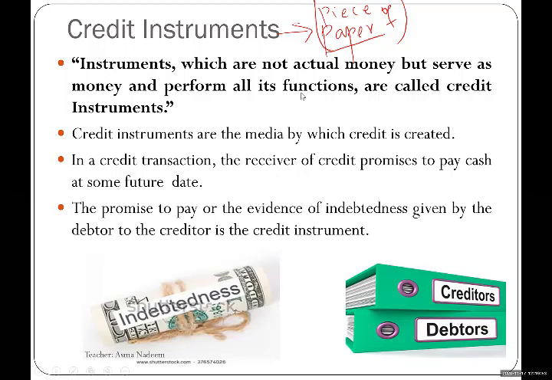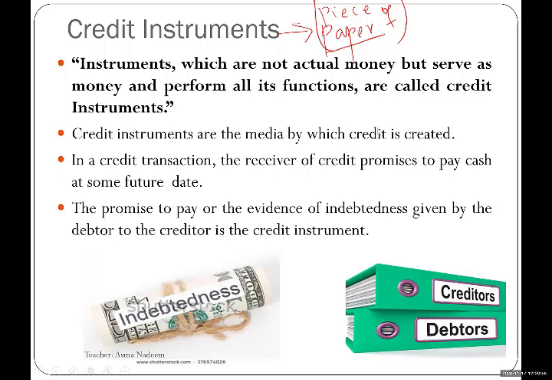What does it mean? It means this is the paper. Credit instrument is a paper. It is not money, but it has all the powers of money. Remember, you have studied the functions of money in grade 9. It preserves value, it transfers value, it is the medium of exchange. Similarly, all the things we studied for money are applicable to credit instruments. So in a bank, instruments are pieces of paper and they have all the powers which money has. Again, I am repeating my words. It is not money, but it is a substitute of money. It holds all the powers that money has. These instruments are called credit instruments. Credit instruments are the media by which credit is created.